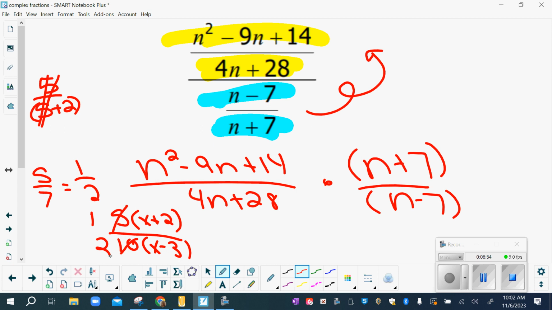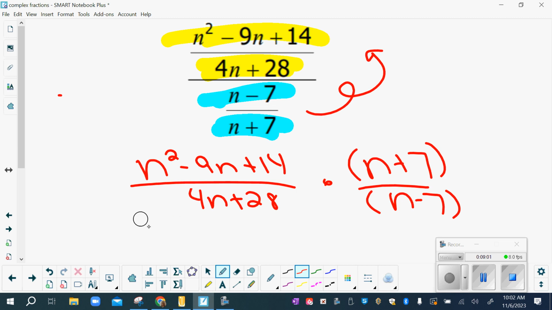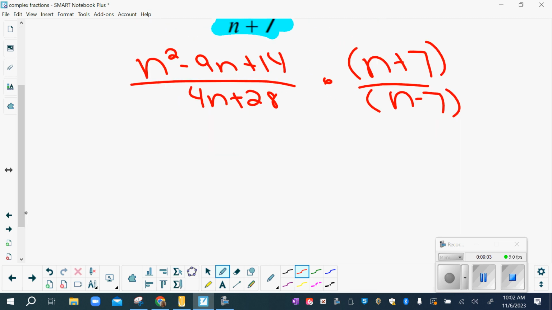So with that in mind, with your neighbors, factor this and start canceling. There you go. Factor, cancel, squish. Factor that top guy. Factor that bottom guy. You know how to do that. We've done that a billion times. Factors of 14 that add to the -9. And then you're going to have some crazy canceling.